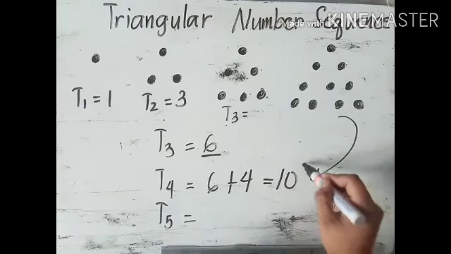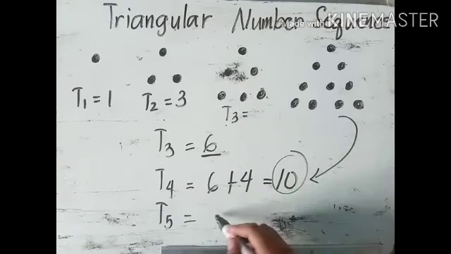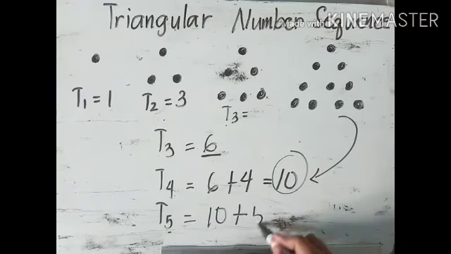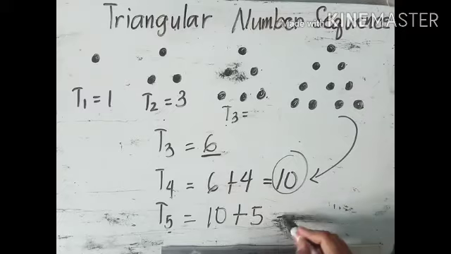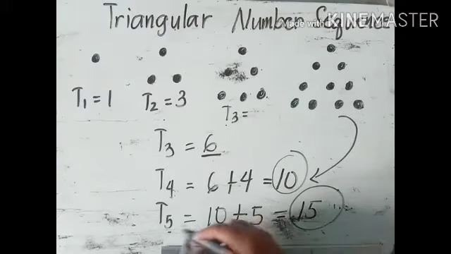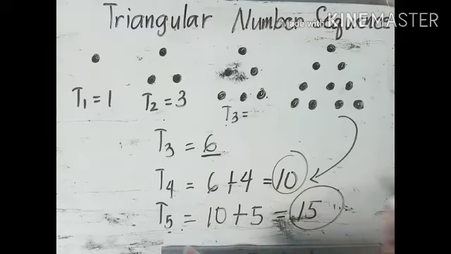How about for T5? We use again the previous, so 10 plus the present, which is the fifth category. So there are 15 dots for T5. Okay, so that's the given pattern.